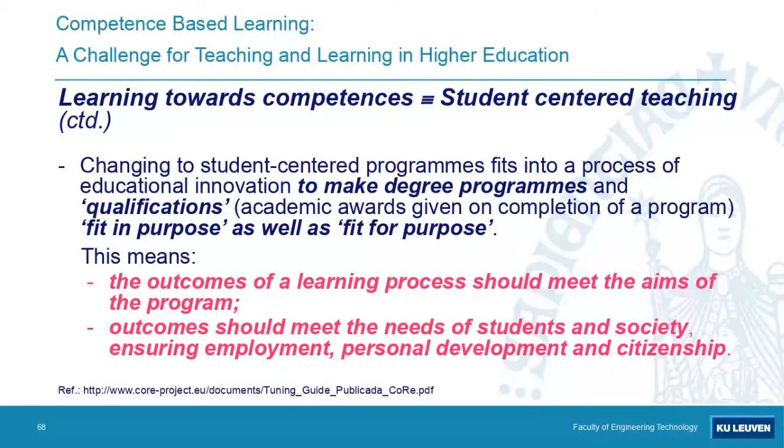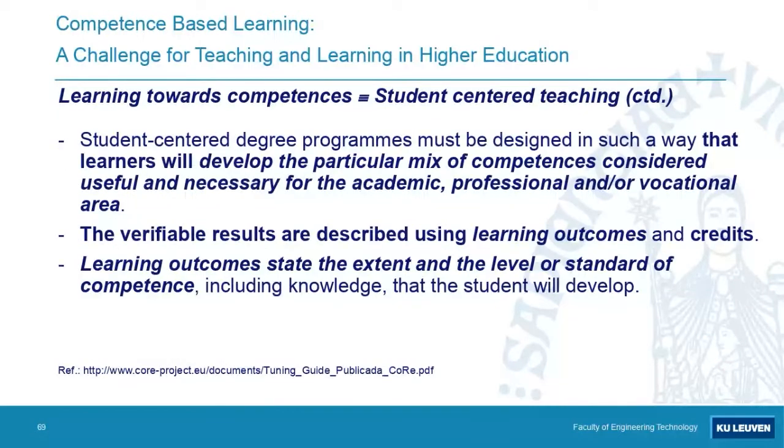We turn back now to learning competences. Student-centered degree programs should be designed in such a way that the learners will develop the particular mix of competences considered useful and necessary for an academic, professional, or vocational area. That means that the verifiable results are described using learning outcomes and credits. So we have to reach that particular mix of competences with the learning outcome as a measuring tool. Learning outcomes state the extent and the level or standard of competence, including the knowledge that the student will develop.